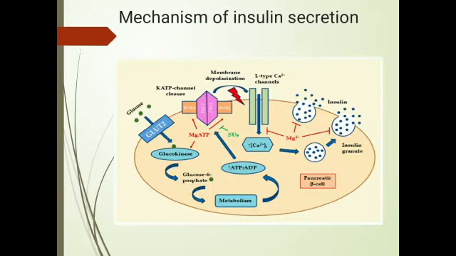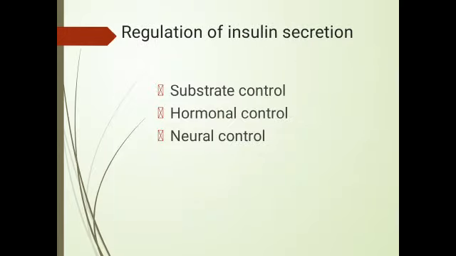So normal fasting plasma insulin concentration is 10 to 50 microunits per ml. Basal rate of insulin secretion is 1 to 2 units per hour. How is insulin secretion regulated? There are 3 modes: substrate control, hormonal control and neural control.